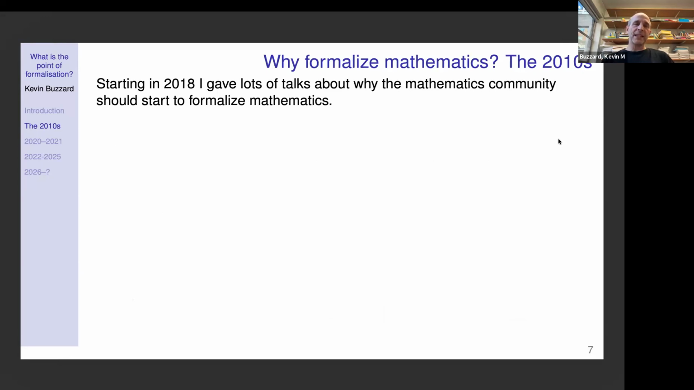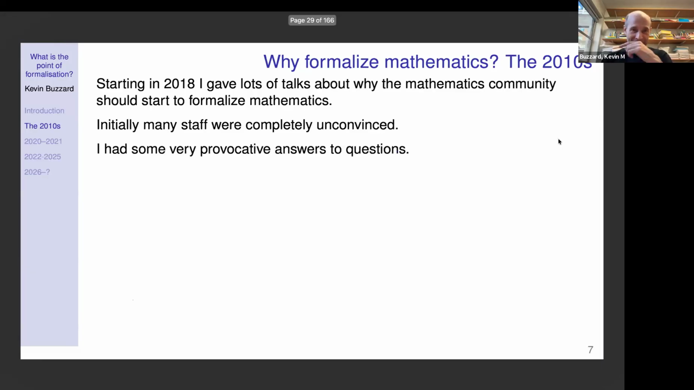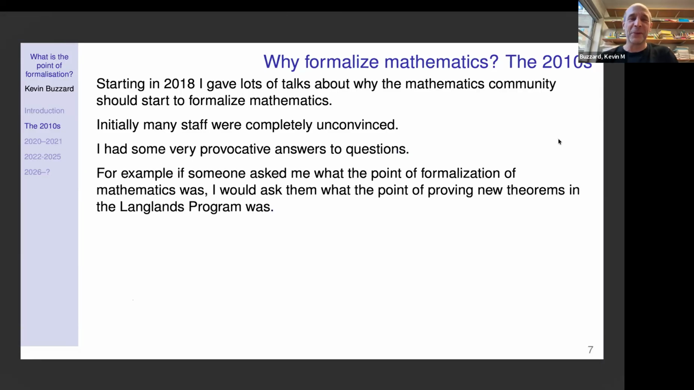So in 2018, when I was using this software more and more and playing with the idea of doing harder stuff, I started to give talks about why the mathematics community should start to formalize mathematics. And my argument was incoherent. I was just super excited, but my argument was probably quite incoherent. And furthermore, it was very combative. For example, people would ask me what the point was, and I would ask them, well, what's the point of doing what you're doing?